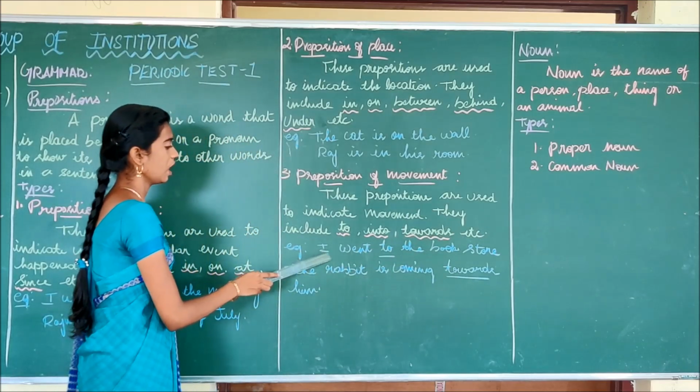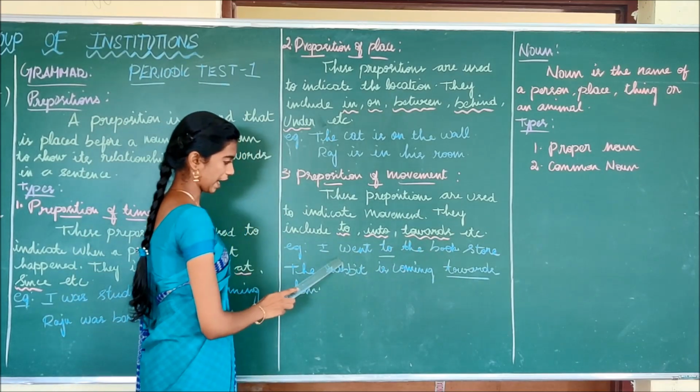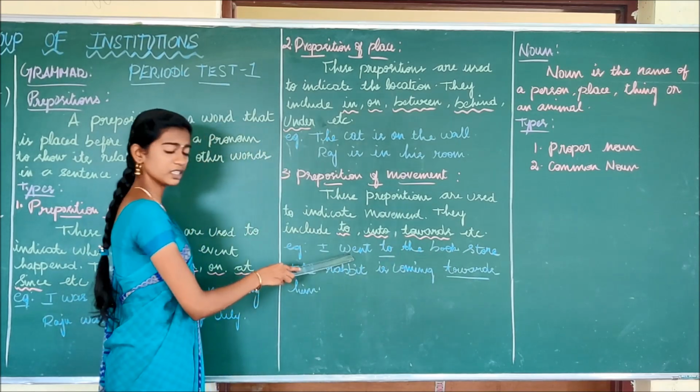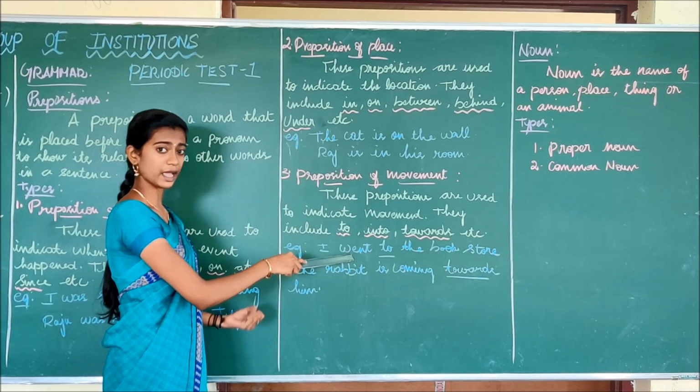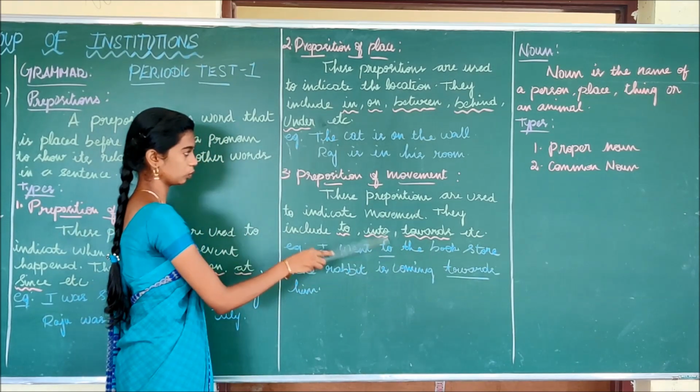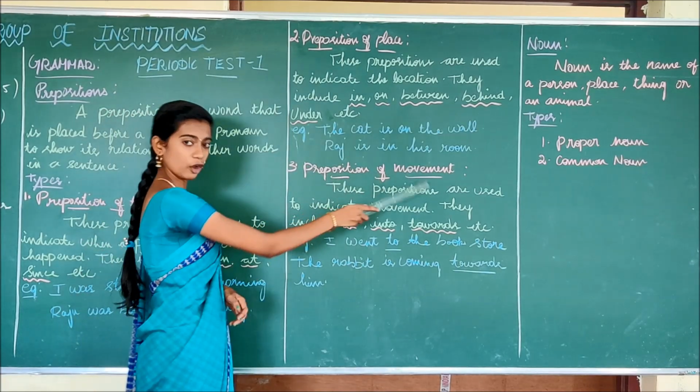For example, I went to the bookstore. So bookstore is a place. Movement means the act of moving, the act of moving to the bookstore. So they have included the word to. Next one, preposition of movement.